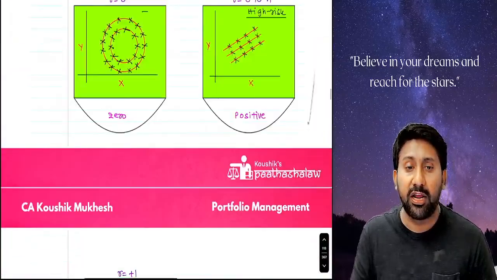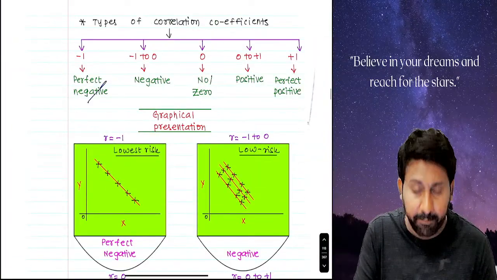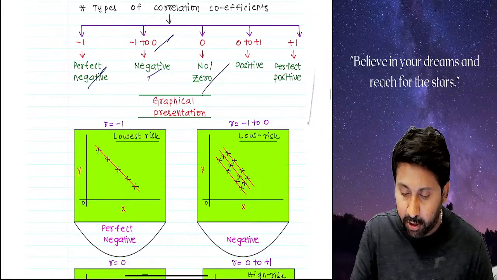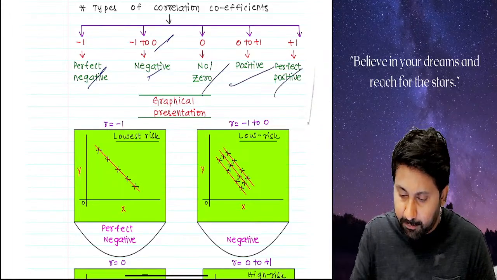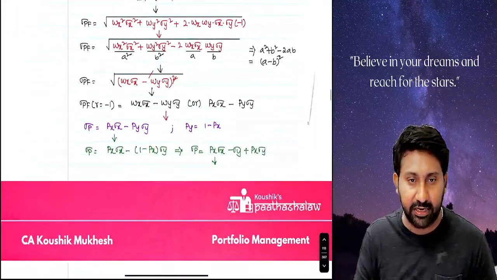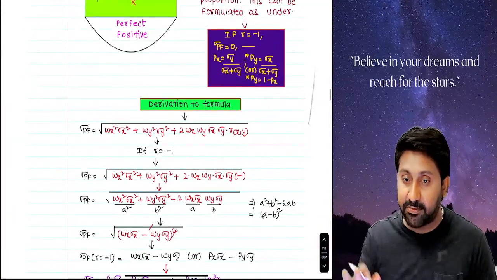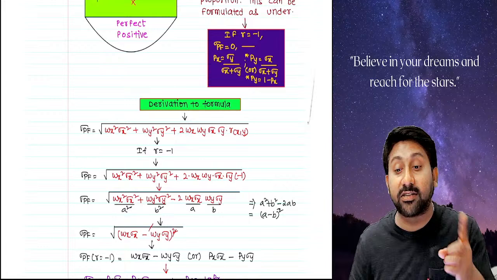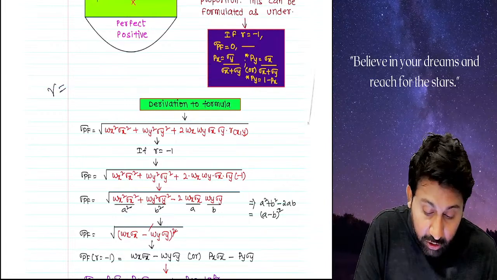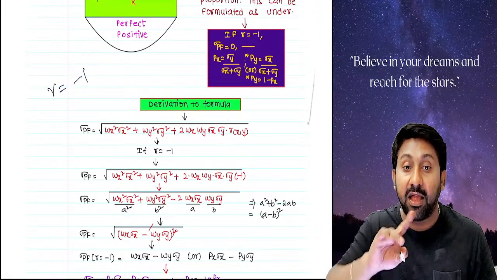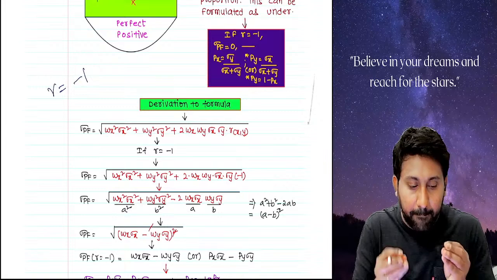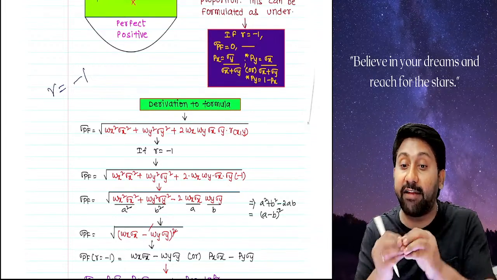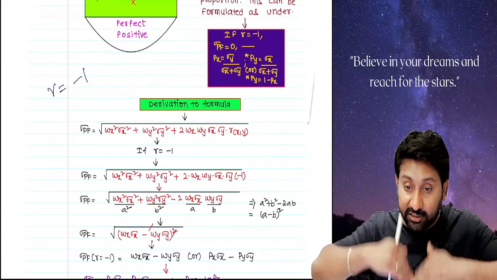Next, correlation can be of 5 types: minus 1 is perfect negative, minus 1 to 0 is negative, 0 is no correlation, 0 to plus 1 is positive, and plus 1 is perfect positive. Next, a question will be asked. Sometimes they will ask in what proportion we have to invest to reduce the risk to 0. If R equals minus 1, repeat, if R equals minus 1, by investing in two securities in particular weights you may even reduce the risk to zero level.